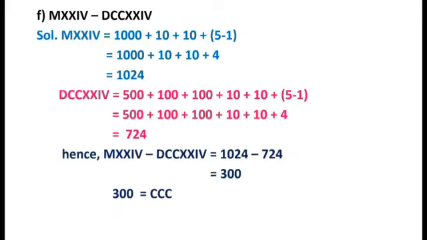Now children, we have to subtract both the numerals. So you can see 1024 minus 724. So we will get 300. Okay, 300 can be written here as CCC. Okay, 3 times C. So you can see the answer as MXXIV minus DCCXXIV equals CCC. So this is your final answer. Thank you.